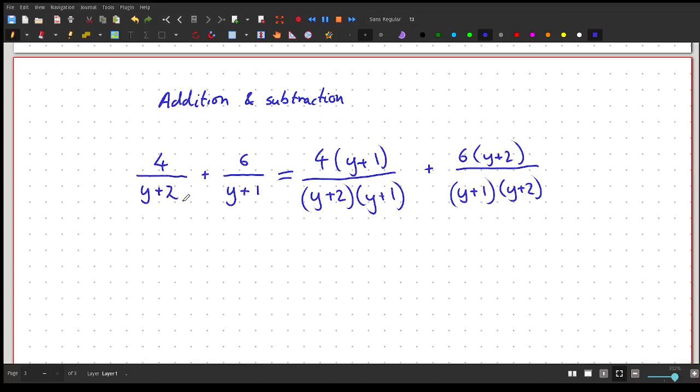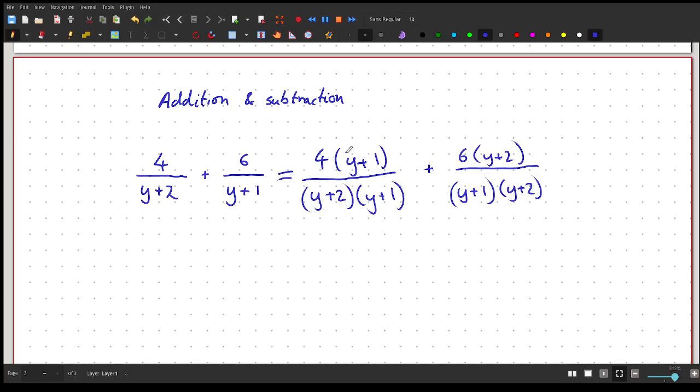Possibly a misconception I see here is cross-multiplying without multiplying the denominator, so just doing 4y plus 1 and y plus 2 times 6 without getting this denominator. Cross-multiplying is for solving equations, not the same as adding.